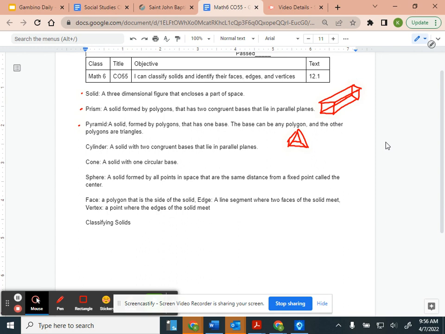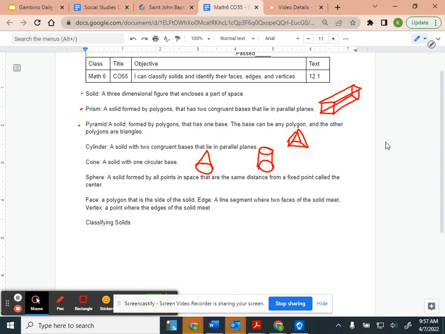A cylinder is a solid with two congruent bases that lie in parallel planes. So a cylinder is like a can. It's got the circle on the top, the circle on the bottom. They are parallel, and it comes up. So it's not just a circle, it's more of a can. A cone has a circle on the bottom, and it comes up to a point, like an ice cream cone.